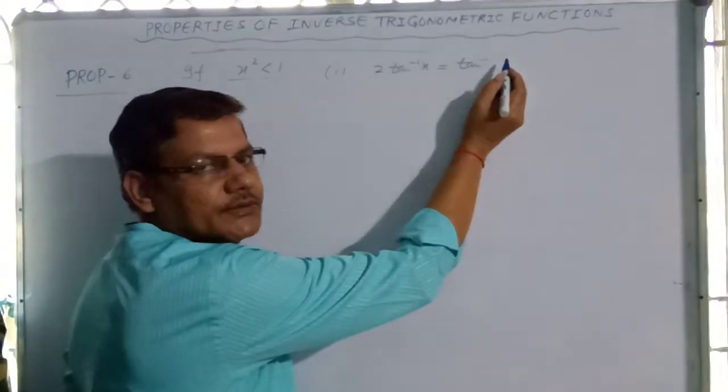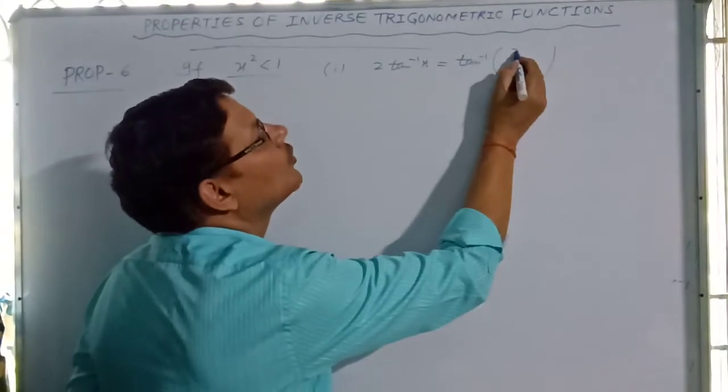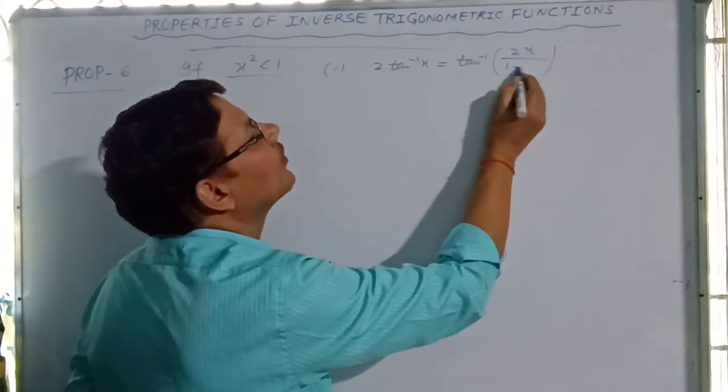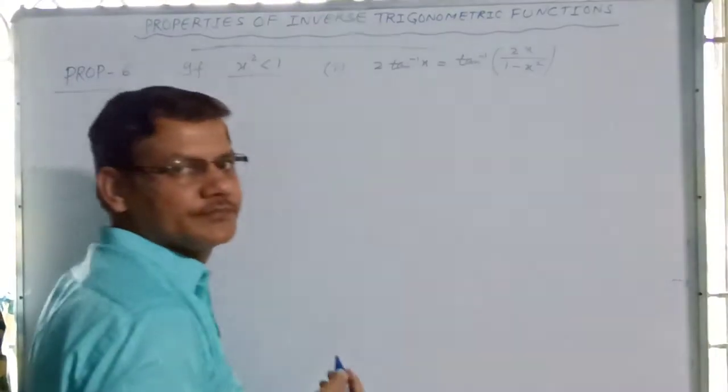Now it is time to state the sixth property. Which one? Property number 6. Here we have the condition that x square is less than 1. It is divided into 3 parts. That is, 2 tan inverse x is equal to tan inverse of 2x divided by (1 minus x square).